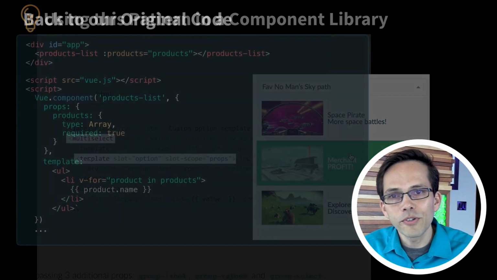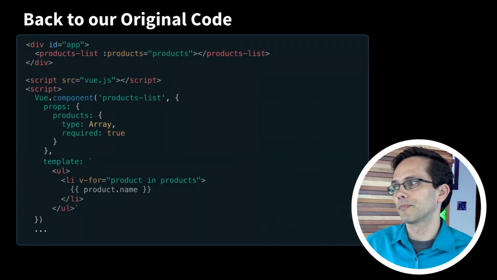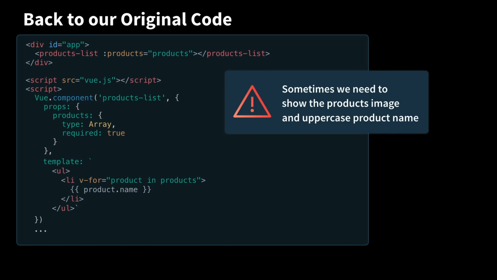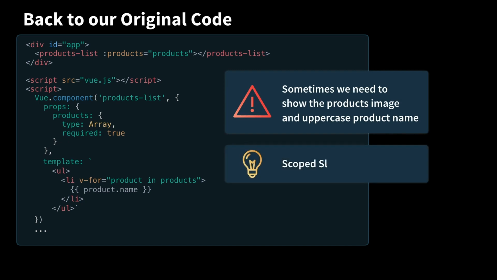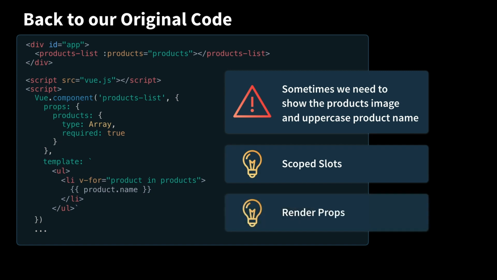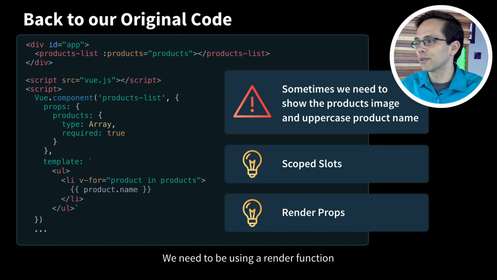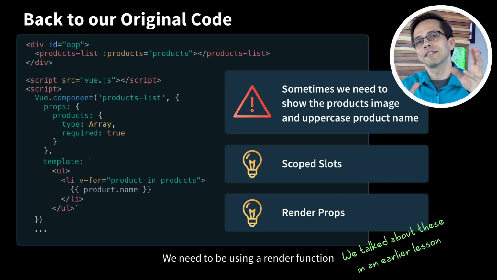Let's jump back to our original code and our original problem. Sometimes we need to show the product's image and uppercase product name. I just showed you how to solve this problem using scoped slots, and now let's look at how to solve this using render props. In order to do this, we need to be using a render function instead of a template in our component. And if you're not familiar with render functions, we talked about this in a previous lesson. You might want to go back and watch that first.